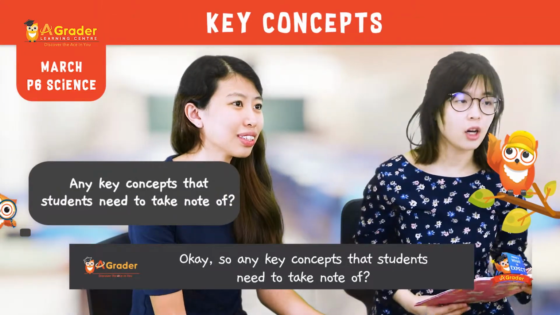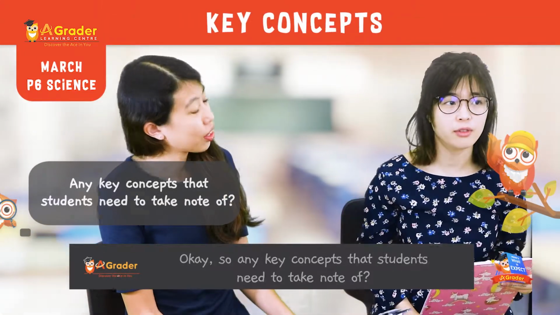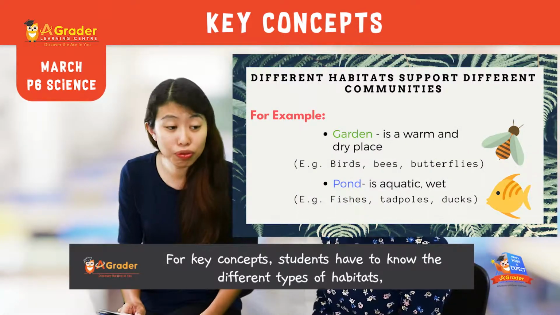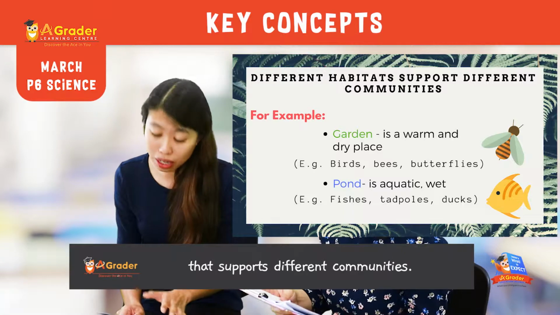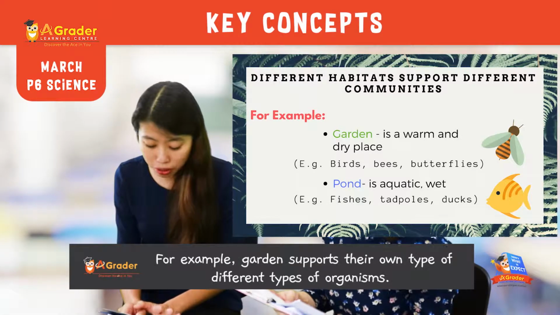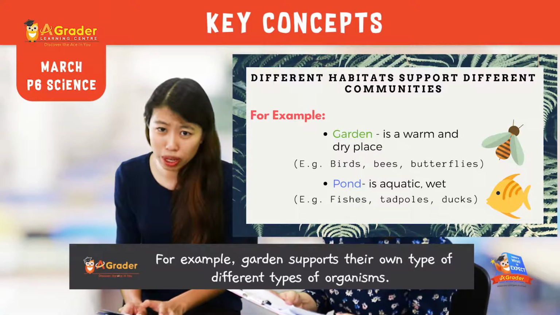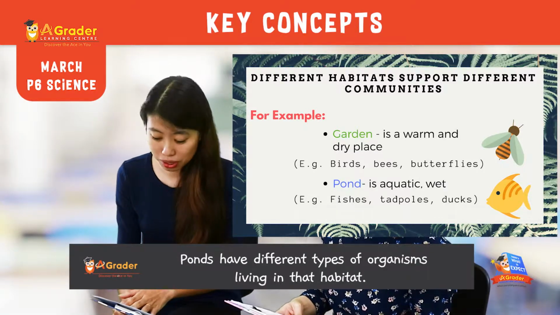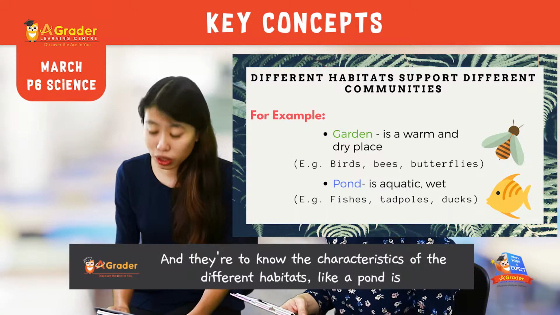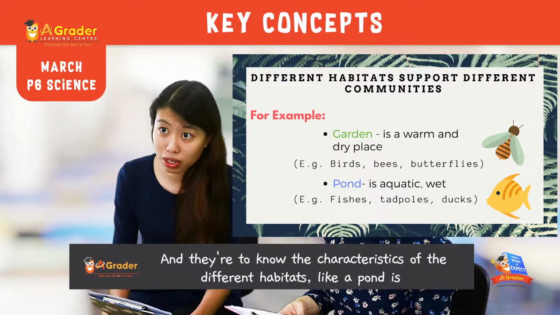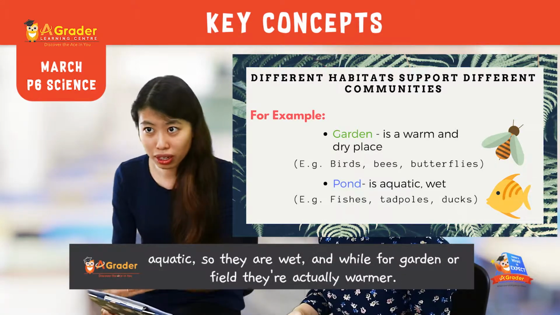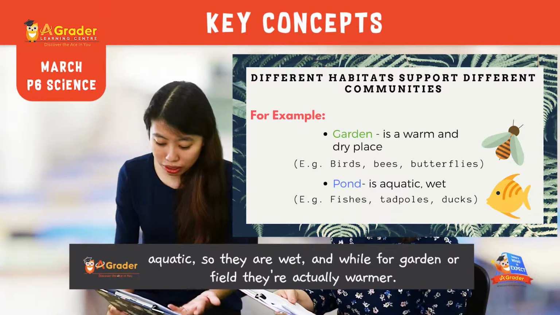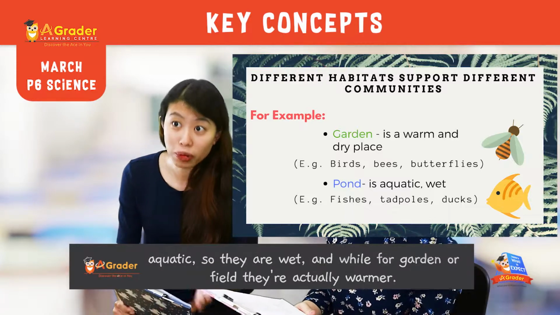Okay, so any key concepts that students need to take note of? Okay, for key concepts, for this topic, they have to actually know different types of habitats, and different habitats support different communities. For example, garden supports its own different types of organisms. Pond has different types of organisms living in its habitat, and they have to know the characteristics of the different habitats. Like pond is aquatic, so it is usually moist, while for garden or field, they're actually warmer.